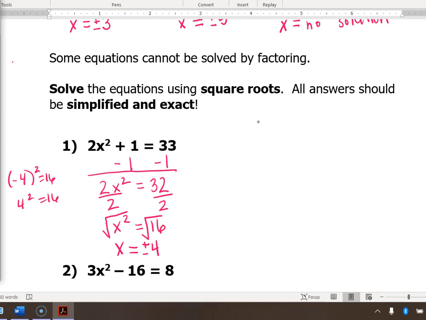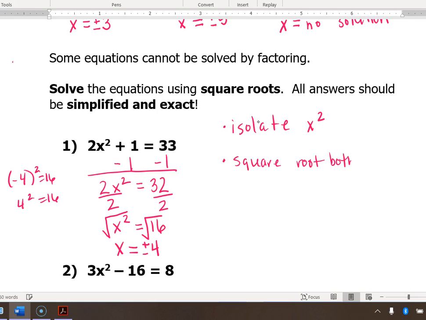Let's go through what those steps are, the things that we just did. We want to first isolate the variable, so we want to isolate that x squared. Now, once we have that, you can see that we did that within my first two steps. Once that's done, you're going to take the square root of both sides. That's how we're able to get x fully by itself.